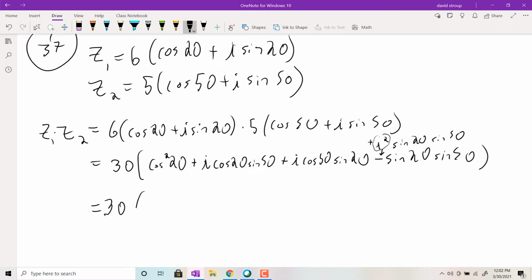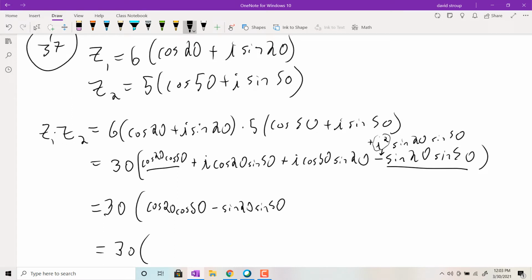So we have 30 times cosine squared of, well, actually you couldn't even say cosine squared, right? That's a mistake. This should be cosine 20 times cosine 50. I apologize. So I'm going to have cosine of 20, cosine 50, the real part, and then the other real part is down here, minus sine of 20, sine of 50. Okay, and we could apply the cosine formula to that part, right?